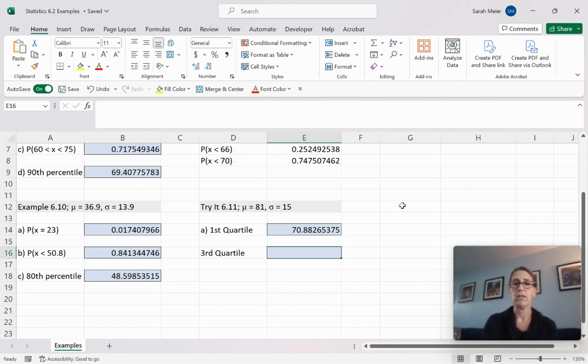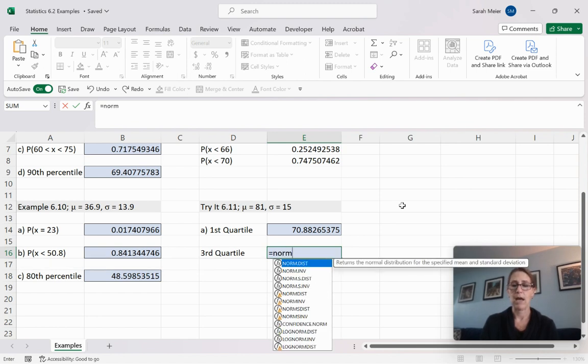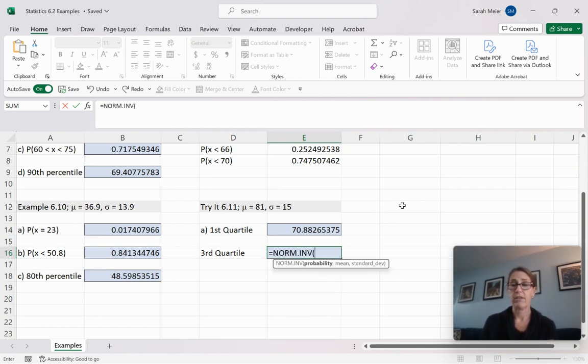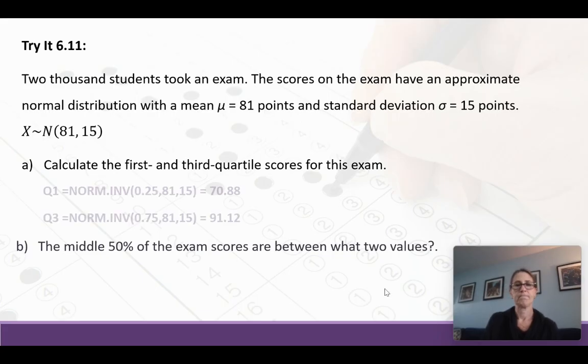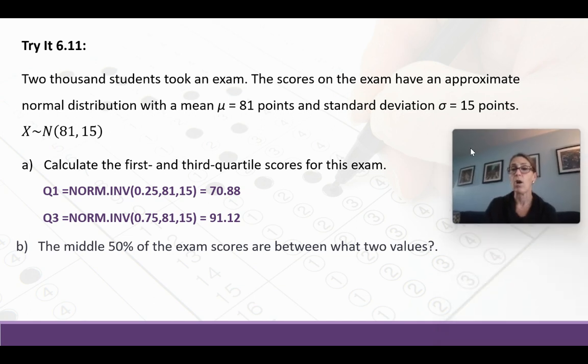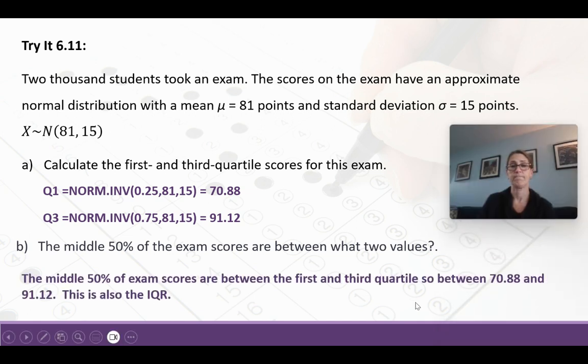Third quartile, so remember that is my 75th percentile, so 0.75, mean of 81, standard deviation of 15, and I get a score of 91.1. So the middle 50% of the exam scores are between the first quartile and the third quartile. If you remember, this is my IQR, my interquartile range.